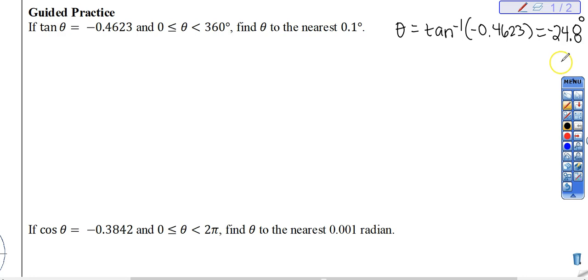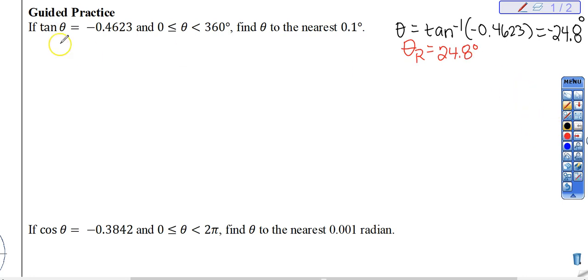Tenth, to nearest eighth. So negative 24.8 degrees. Okay, well that's useful information. Let's find theta's reference angle. What is it? Because reference angles are acute, but they're positive. So 24.8 degrees. So there's our reference angle.